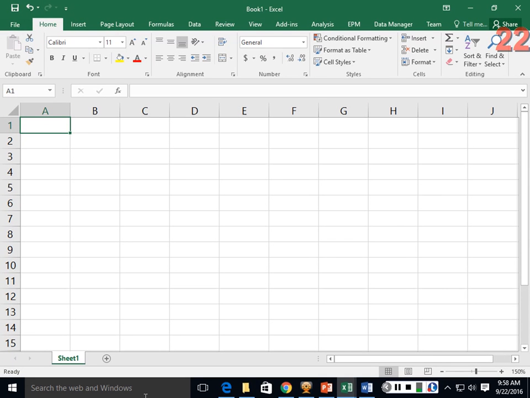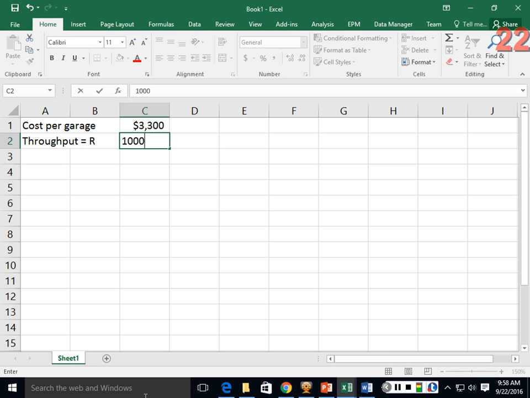So I'm going to say that the cost per garage is $3,300. I know that my throughput, which is equal to R, we said was 1,000. And then I always put my unit here: garages per what? Per week. Do you see how that's a unit per time? That keys me in that that's my throughput.